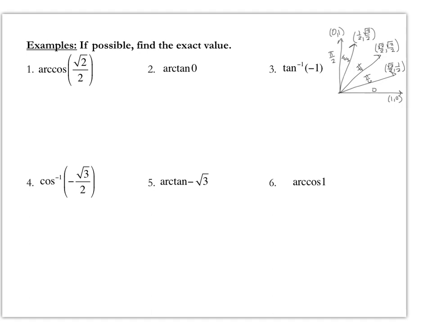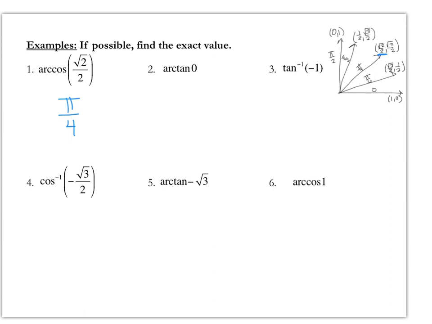Alright, so we want arc cosine of positive radical 2 over 2. So I know cosine is that inside one. So arc cosine is going to be looking for the angle in radians. Pi over 4 is where we get an answer of radical 2 over 2.